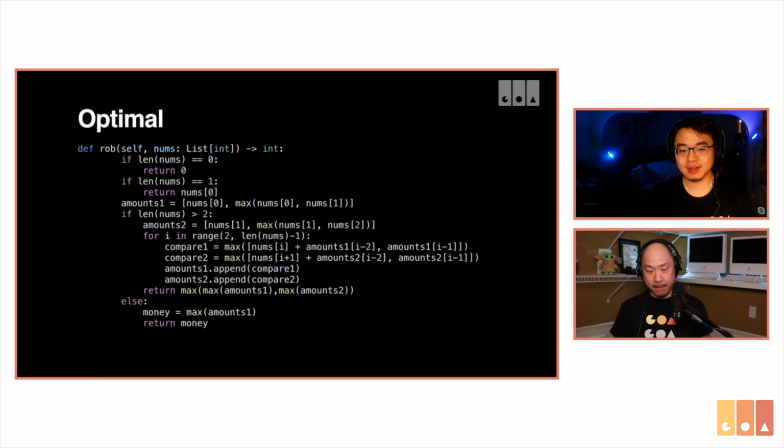Mm-hmm. That's cool, yeah. And the other thing I want to point out is the append. You can see amounts one dot append compare one. The amounts that I'm appending are actually the max values up to that point in time. So I'm storing the maximum robbery value up to that point, so in the scenario where we had 10, 2, 2, 10, 2, 2, that allows me to look back in time to see what the maximum value is, instead of the naive solution of skipping every other house.